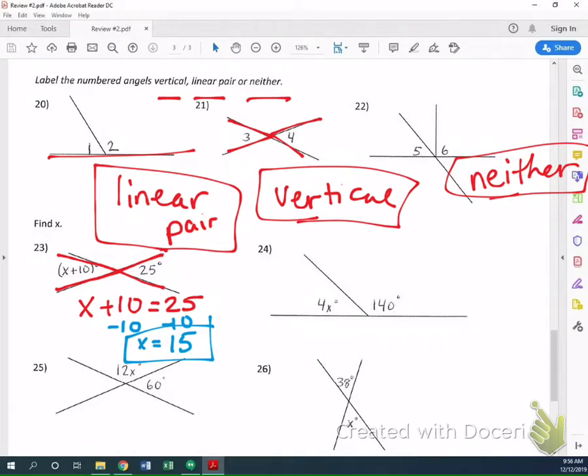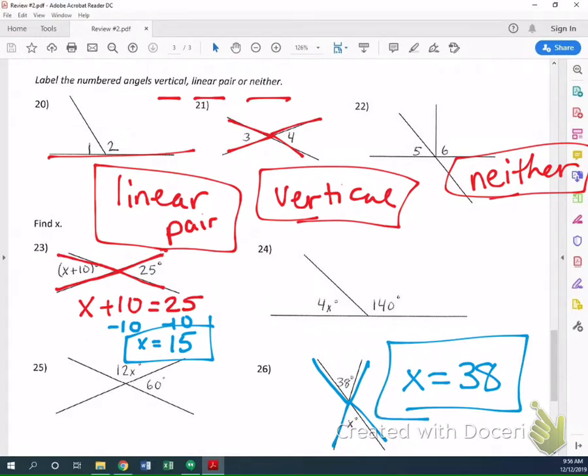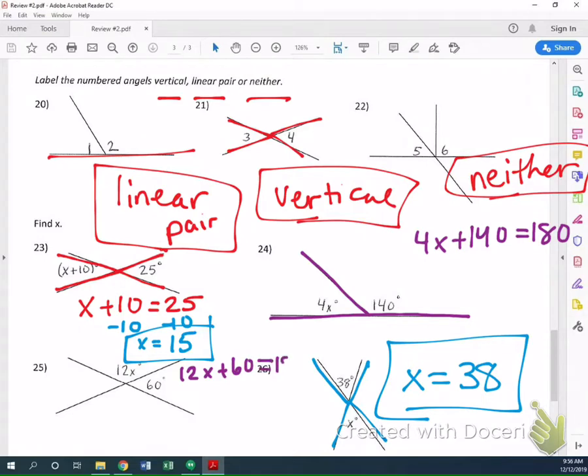Now, which other example from these 4 has vertical angles? 26. 26 are also vertical, so I can go ahead and do that one right now. The good news is on this one, the x is already by itself, so you're done. That's a pretty easy equation. Yay. Okay, 24 and 25 are both what? Linear. Linear, and linear pairs give us what equation? 180. Are they equal? Yeah, they add to 180. So in both problems, I'm going to add the angles I'm given equal to 180.